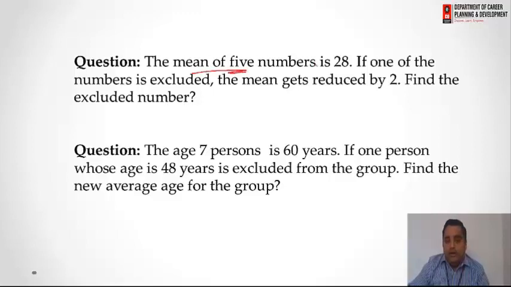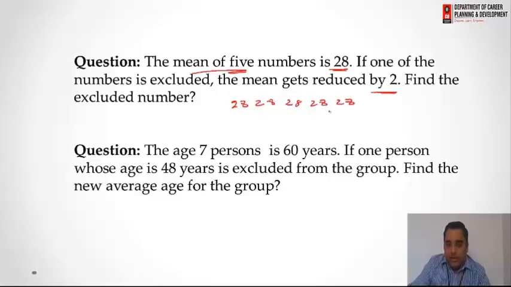The mean of 5 numbers is 28. If one number is excluded from the group, the mean is reduced by 2. Find the excluded number. See, there are 5 numbers, right? And when the average is 28, we can assume each number as 28.